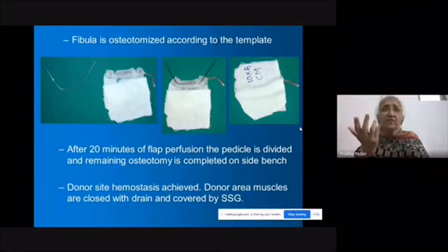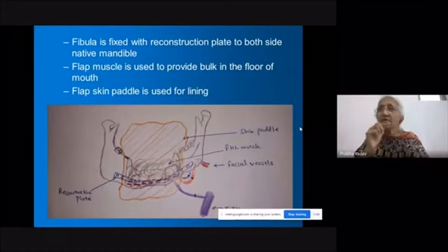Why? It's a midline defect. You can use any side vessels. So why are you choosing only left side vessels? What will happen if you choose left leg fibula and left side vessels? How will the skin drape? Will it be easy for the skin to drape right up to the floor of the mouth and to the tongue?